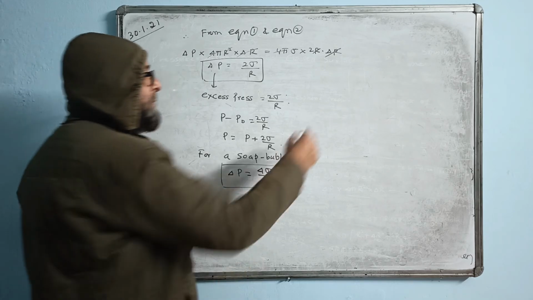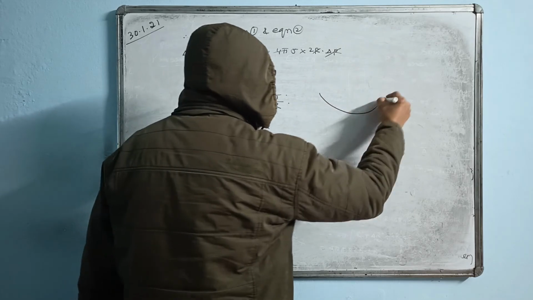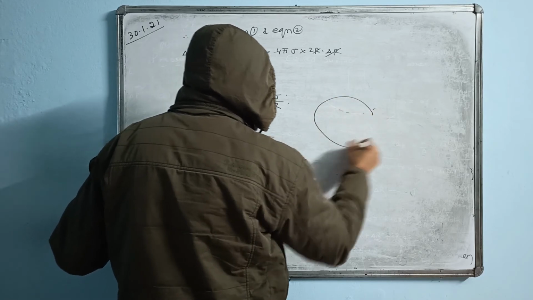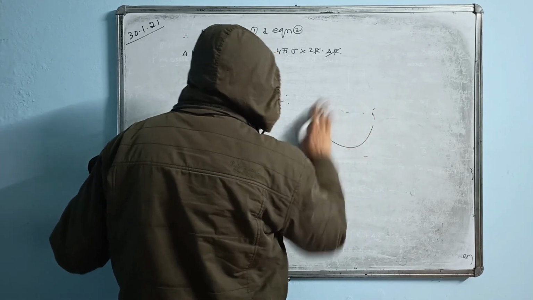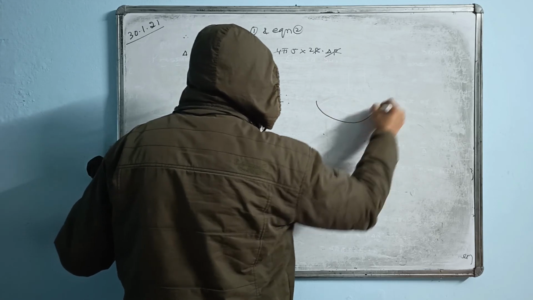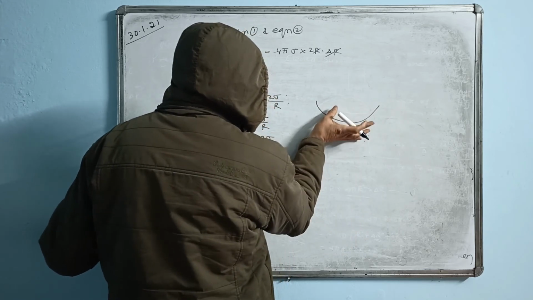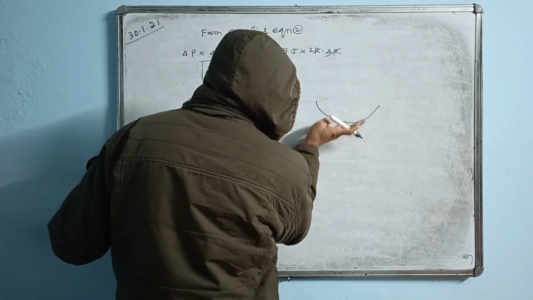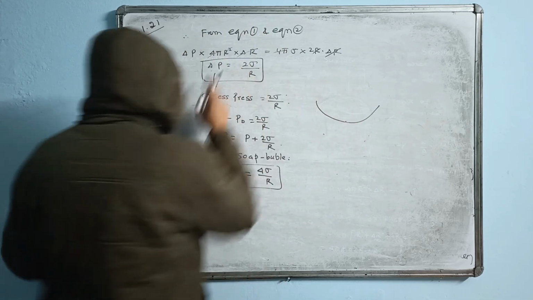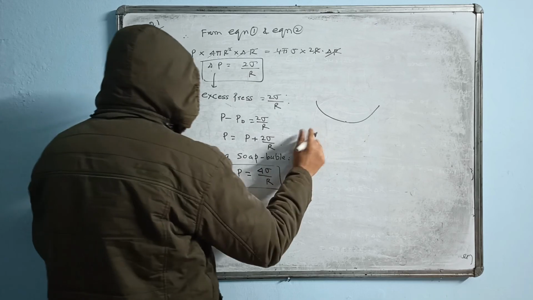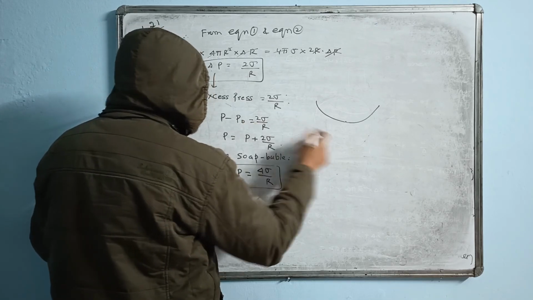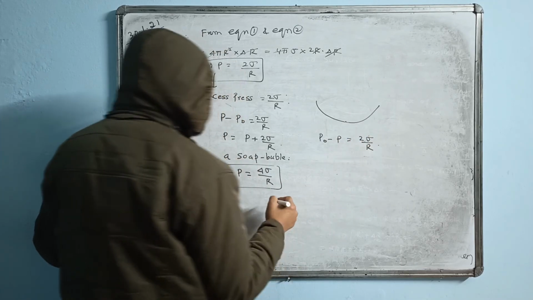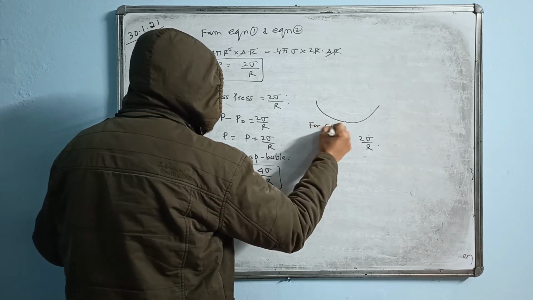But if the shape of the bubble is like this, just now for the air bubble the top surface was convex. But if the top surface is like this, then what will happen? Expansion will take place. The inside pressure will be going this way, that is, in the same direction as the atmospheric pressure. That time P naught will be bigger than this. P naught minus P will be equal to 2 sigma by R. In that case, this is for a concave surface.